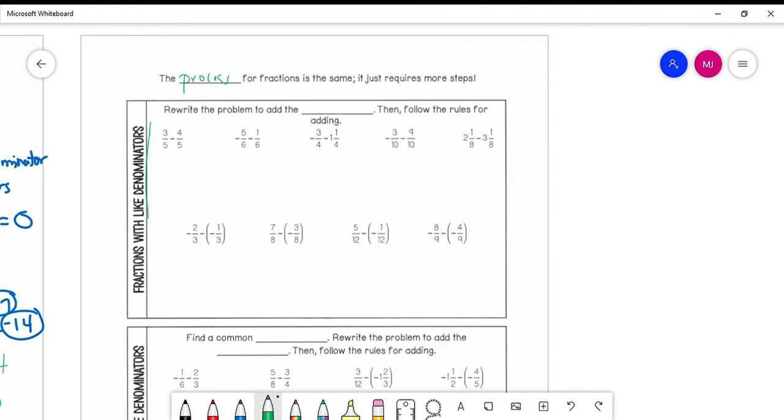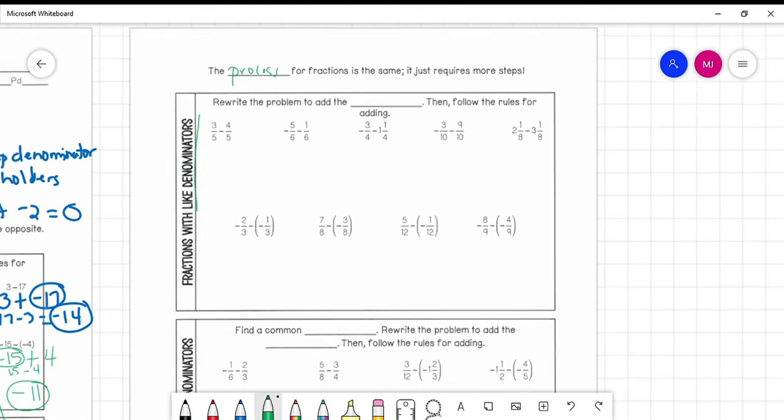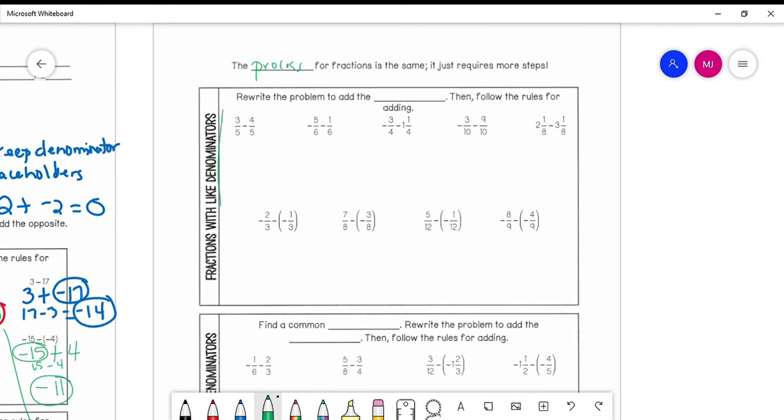So all of these pizzas have the same size slices, okay? So the denominators are already the same. You don't do anything with the denominators. It's only the numerators that you're really doing anything with. So let's look at this one. We're going to rewrite it to add the opposite. So 3/5 plus a negative 4/5. Since the denominators are the same, we're looking at the numerators. The signs are different, find the difference. 4 minus 3 is 1. The denominator is 5. Negative 4 has a greater absolute value, so my answer should be a negative 1/5.